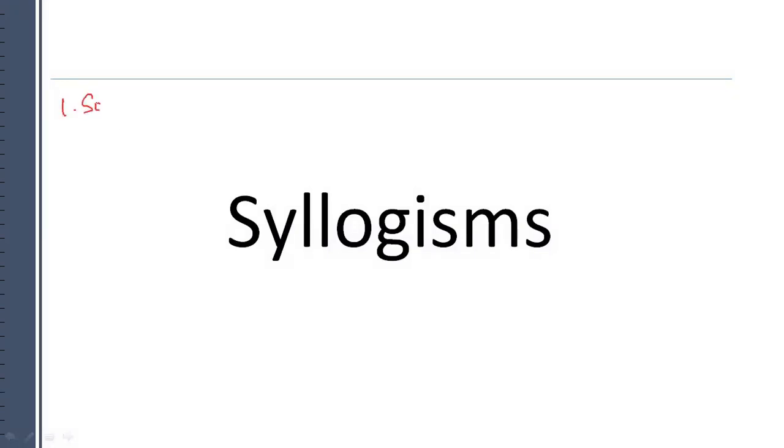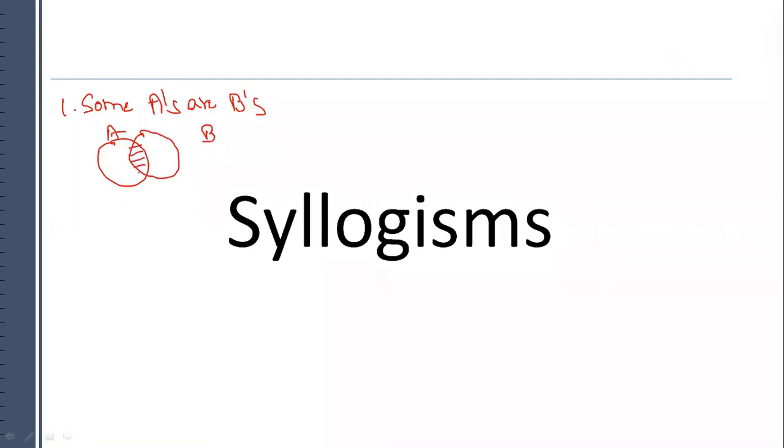First one, some A's are B's. As I have mentioned already, don't think about whether the statements are out of logic or following the logic. Some A's are B's. It's pretty clear, guys. You know it already. Some A's are B's, and I told you we are following the Venn diagram method to answer the question. This is the A circle and this is the B circle. What is the meaning of some A's are B's, guys? They just want to tell that there is some relation between A and B.